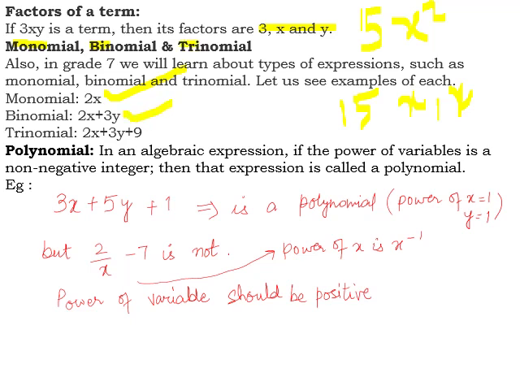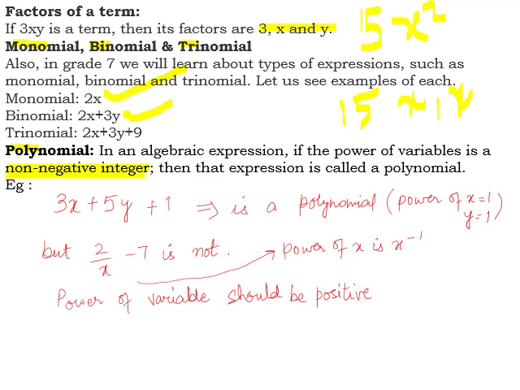Tri. Now you know tri. What is tri? Tri must have three terms. 2x plus 3y plus 9. Same with quadra. Quadra will have four terms. Penta. Penta will have five terms. Okay. So altogether we use the term poly. Poly means many. So in an algebraic expression, if the power of the variable is a non-negative integer, we always have to focus on the non-negative integer, means it should be positive only. Then the expression is called a polynomial.